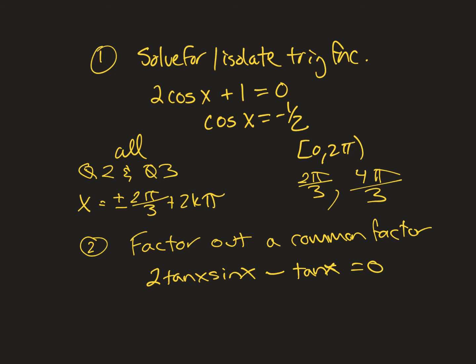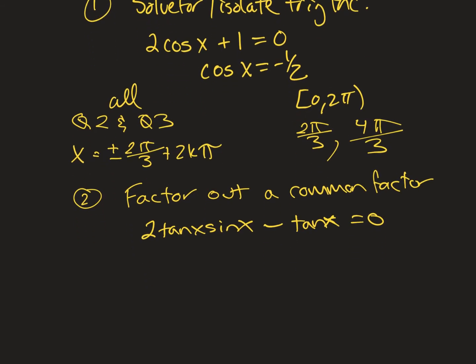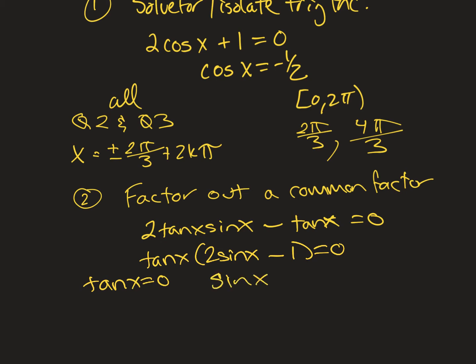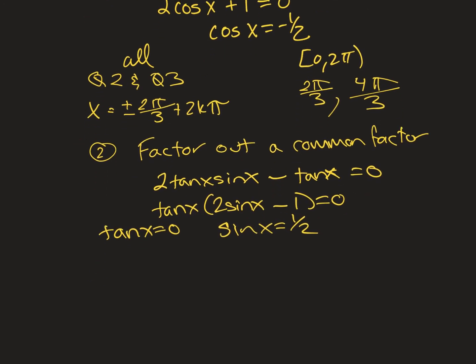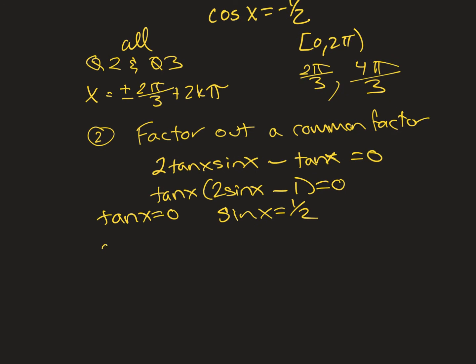All right, I've got more than one trig function, but I can see that both the terms I have here have a common factor of tangent of x. So I'm going to factor that out. 2 sine x minus 1 equals 0. So I'm solving for all the places where tangent is 0 and sine of x is 1/2. And let's again do all solutions versus between 0 and 2 pi.